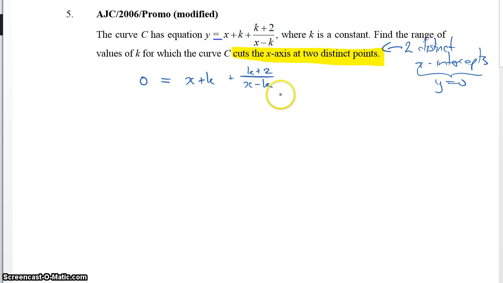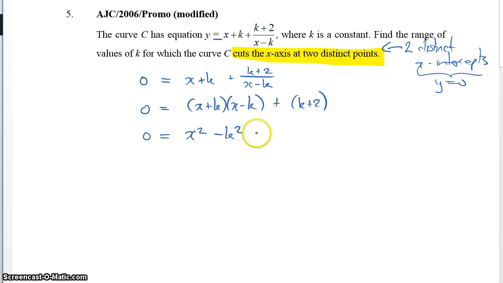I can't do that when there's this x on the bottom line, so I'm going to multiply up. So I get 0 = (x + k)(x - k) + k + 2, and so 0 = x² - k² + k + 2. Okay, and I want this to have two real roots.